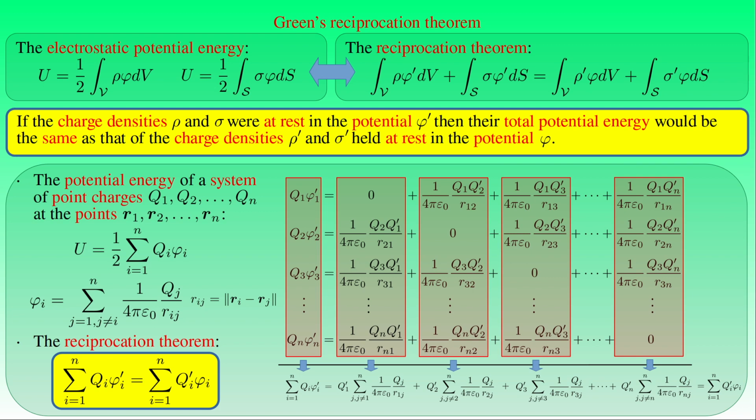If we compare this result with the potential energy for a system of charges, then we can immediately give the same interpretation of the special case of the theorem as in the general case. That is, if the system of charges Qi were at rest in the potential phi prime i, then their total energy would be the same as that of the system of charges Q prime i held at rest in the potential phi i, where i runs from 1 to n.